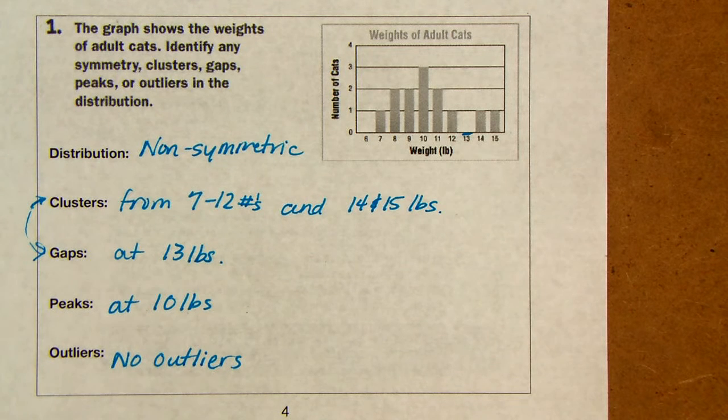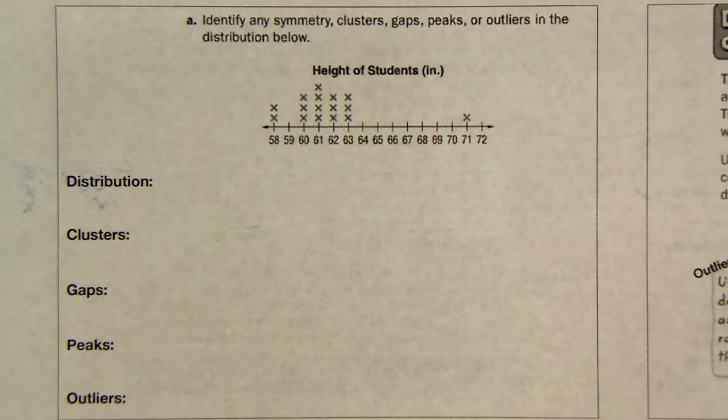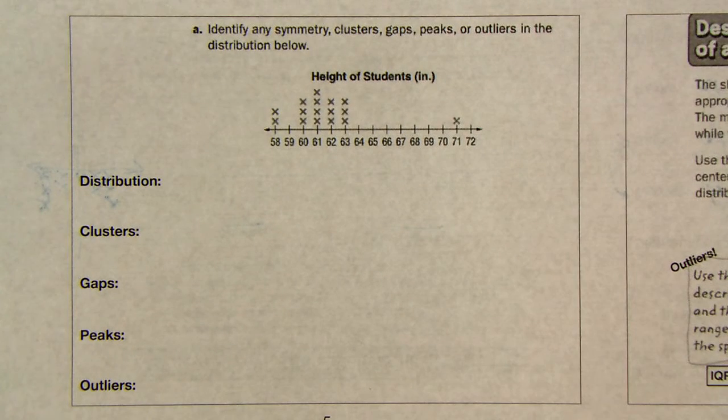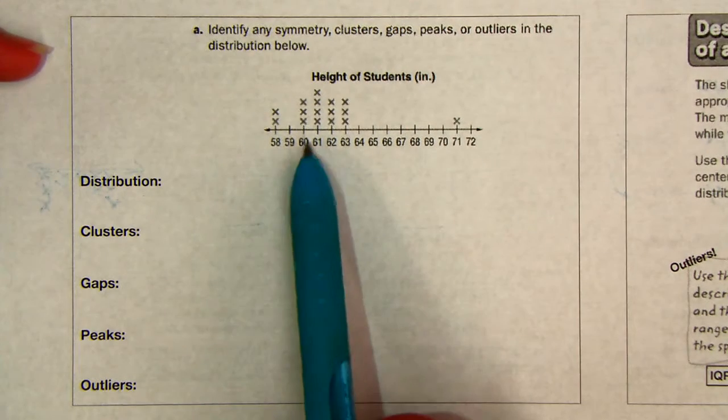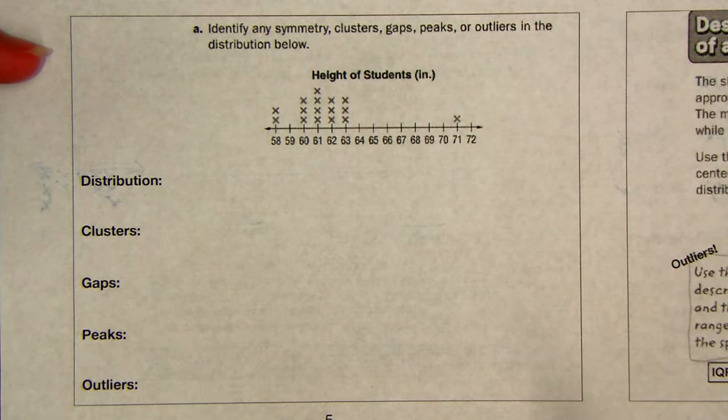All right, let's flip that paper over. Let's try this again. Now, this is a line plot, okay? I know that you've seen them, but sometimes you forget what they're called. What this just means is that there's 2 58s, there's 3 60s, 61s, and so on and so forth. That's a line plot. All right, so distribution, is it symmetric or non-symmetric? It's not the same on both sides, so it is non-symmetric.